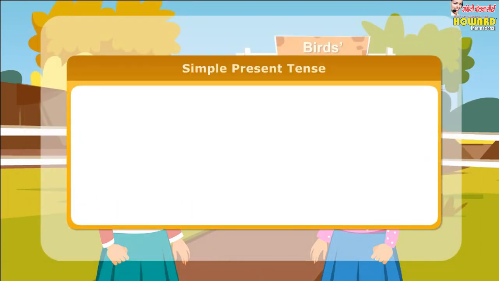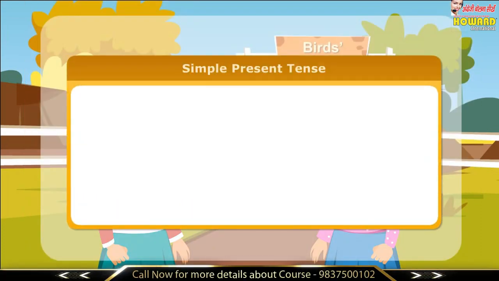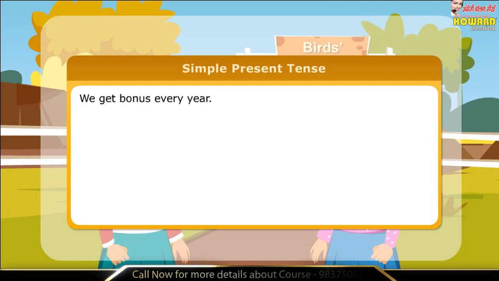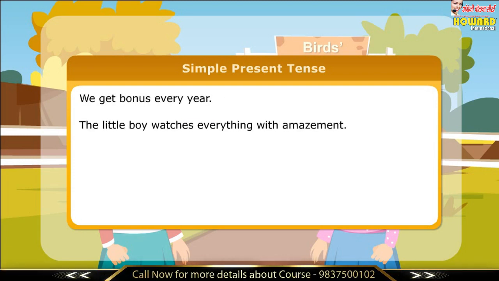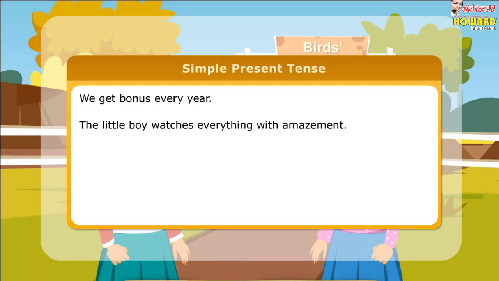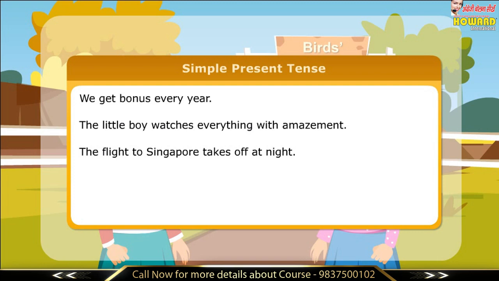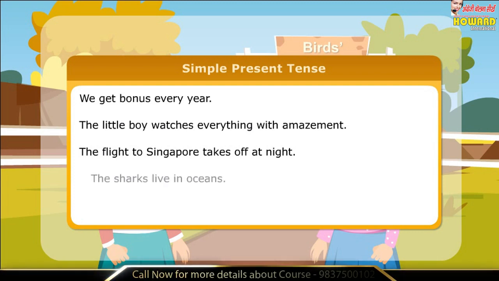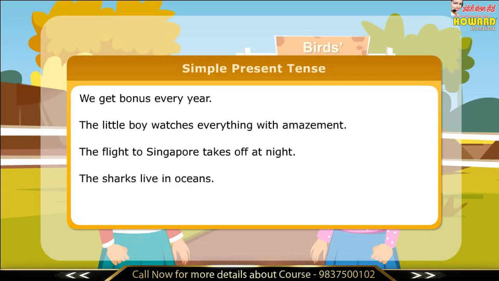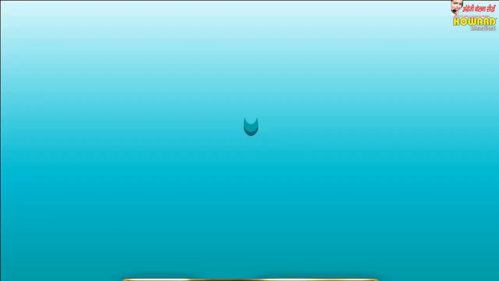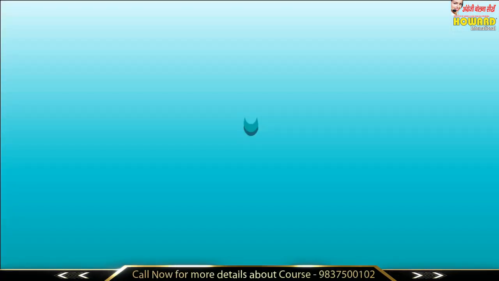Here are a few more sentences with verbs in simple present tense. We get bonus every year. The little boy watches everything with amazement. The flight to Singapore takes off at night. The shark lives in oceans. Meenal lives on the 6th floor.